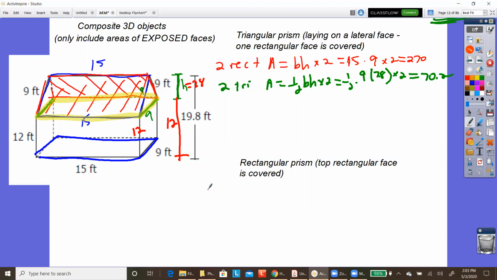Okay, we only have one of those. So if you get the area of that rectangle, that 15 by 9 rectangle on the bottom, that's going to be 135.